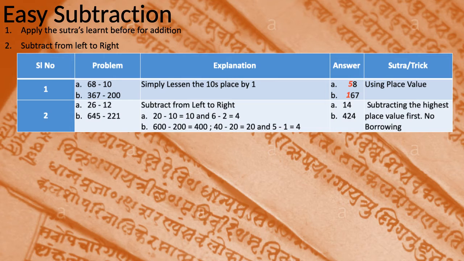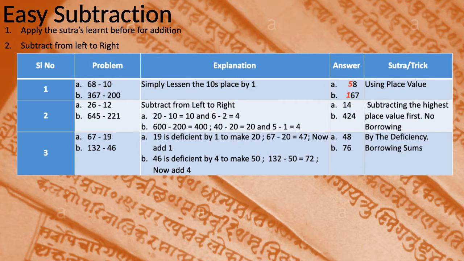645 minus 221. Direct. 6 minus 2 is 4. Rather, 600 minus 200 is 400. 40 minus 20 is 20. 5 minus 1 is 4. So the answer is 424. Now let's see how we can do with borrowing.